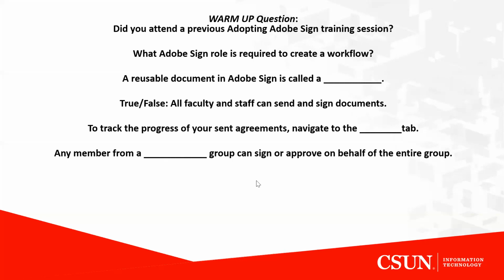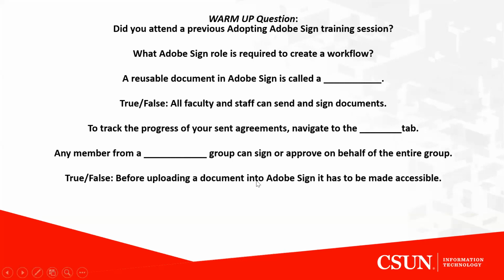All right, next question. True or false? Before uploading a document into Adobe Sign, it has to be made accessible. I see true, I see false, I see true, false. Ooh, it's so 50-50 here. Okay, I saw the pendulum swing a little bit to the true side. I maybe should have reworded this a little bit better, because the answer I'm looking for is true, but there is a but.